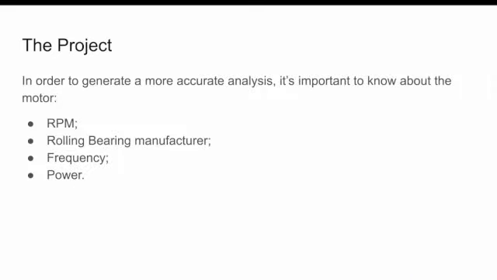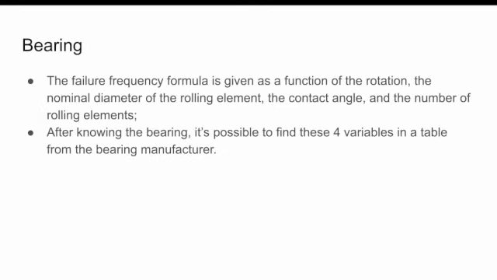So the project is to generate a more accurate analysis. In order to do that, we need to know more about the motor, such as the RPM, rolling bearing manufacturer, frequency, and power. So why is the bearing important? The failure frequency formula is given as a function of the rotation, the nominal diameter of the rolling element, such as the rolling bearing, the contact angle of the bearing to the machine, and the number of rolling elements.